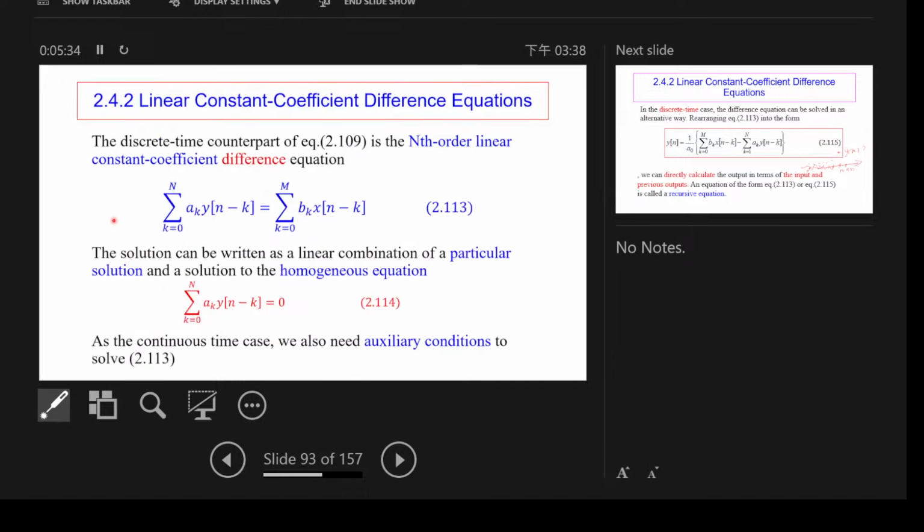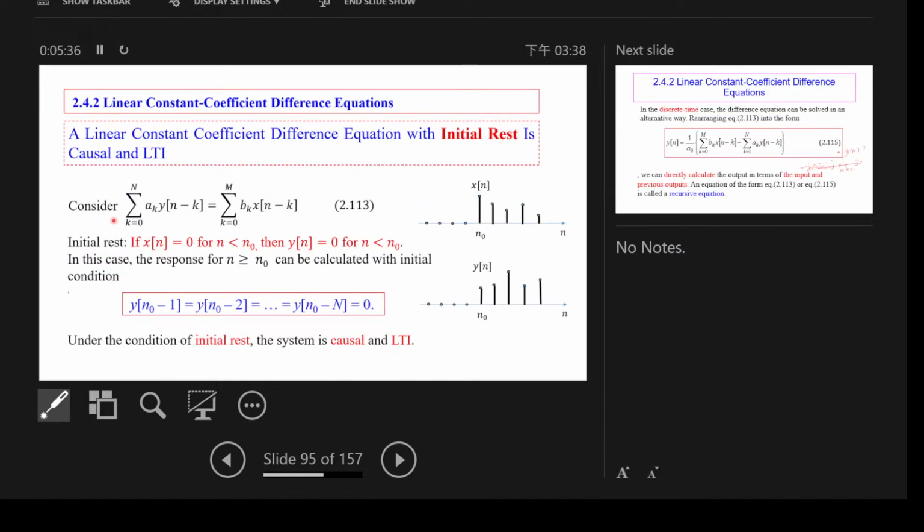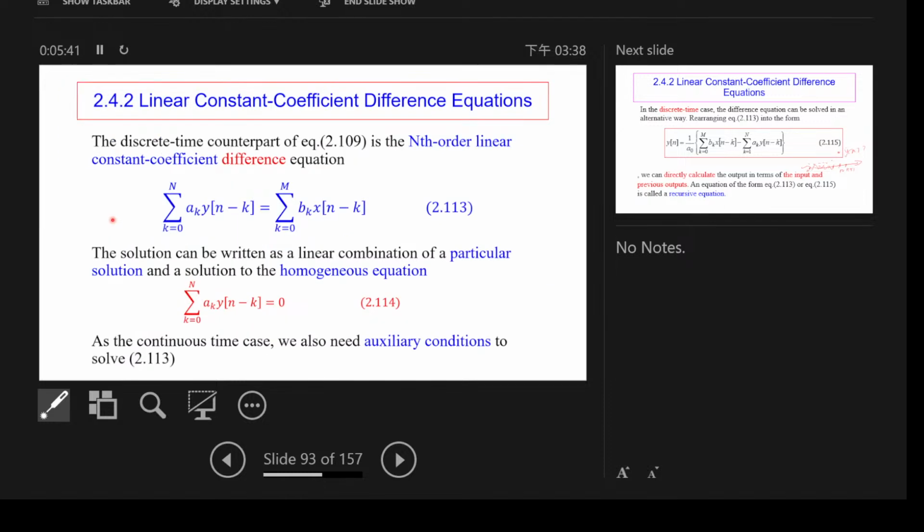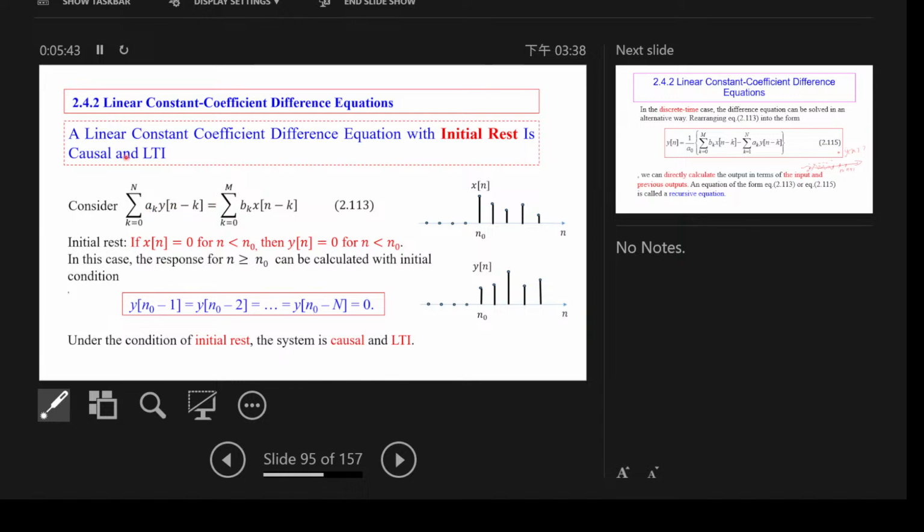Sorry, let's talk about the auxiliary condition. For a difference equation you also need auxiliary conditions, and the number you need is about the same as in the differential equation. It depends on this big N.